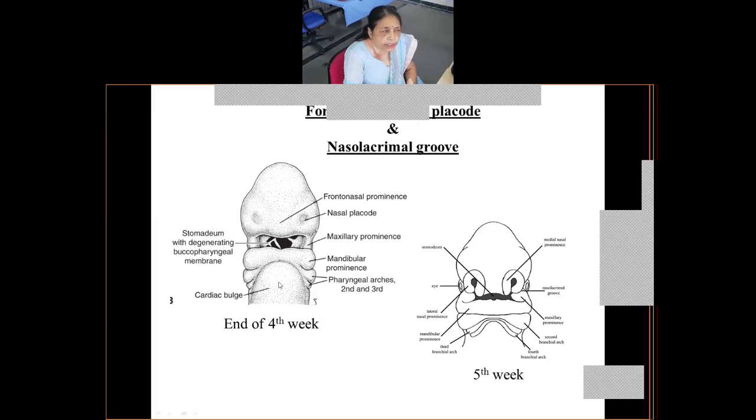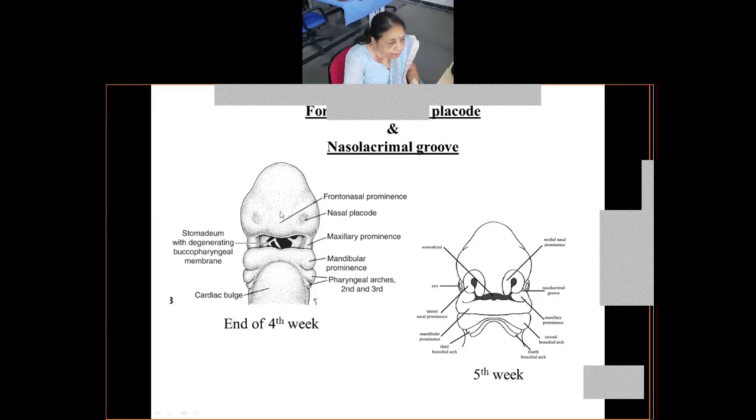Now, at about the 23rd to 25th day, it will rupture. Okay, and after some time, the cloacal membrane will also rupture. So now the stomatodeum will open into the amniotic cavity. Now here it has fully ruptured.